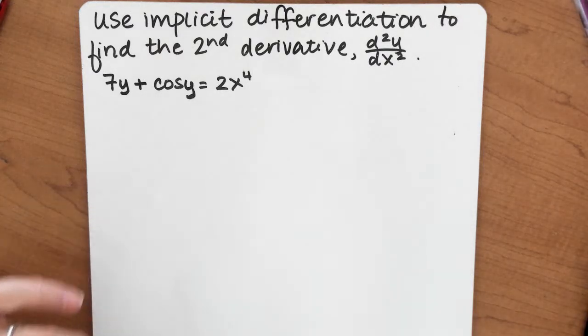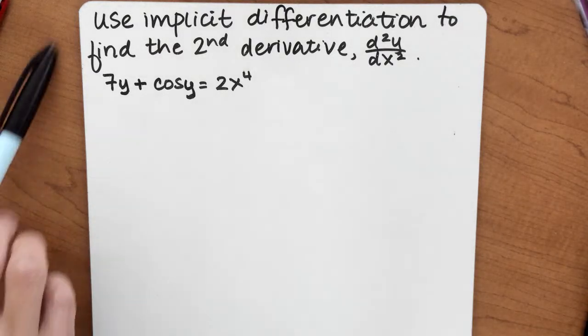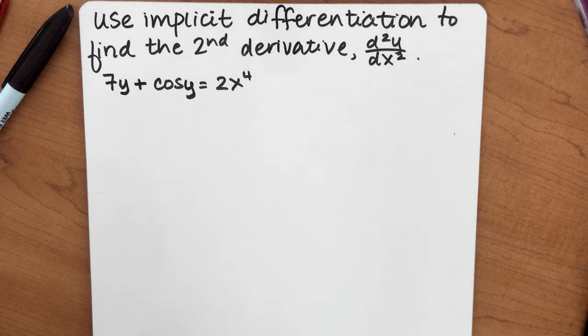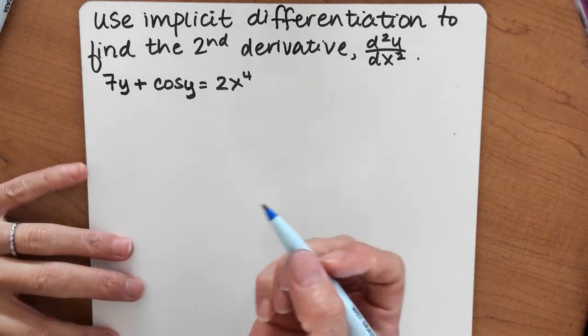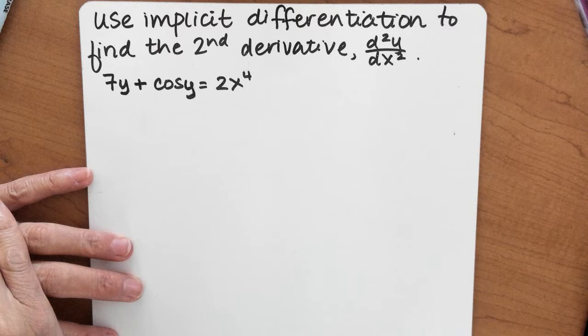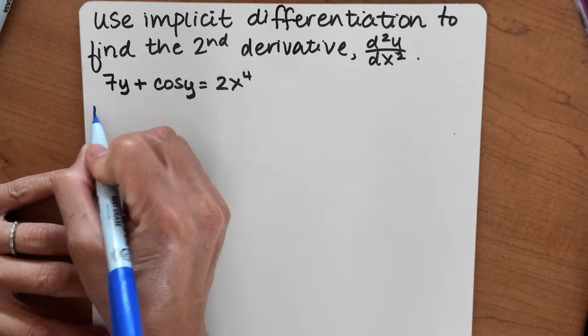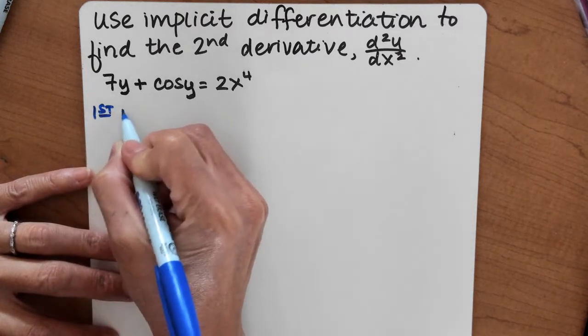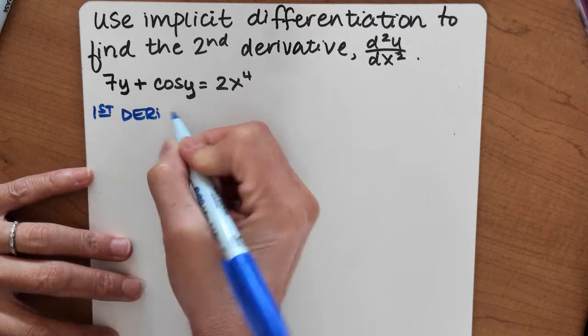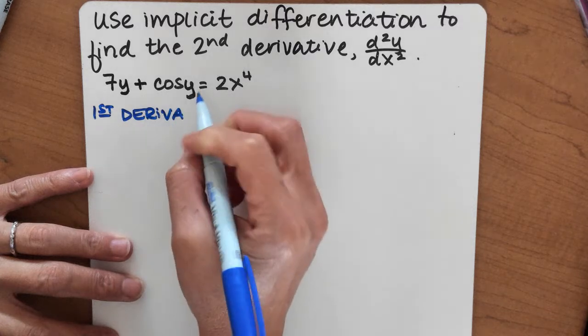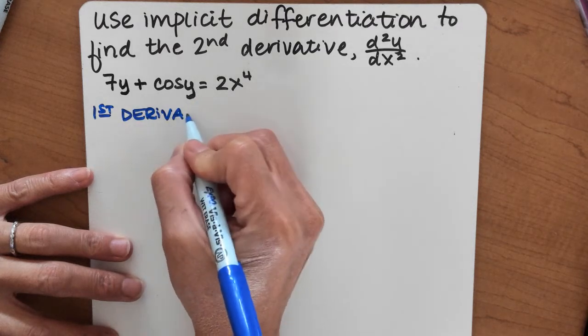Alright, I'm going to implicitly differentiate in order to find the second derivative of 7y plus cosine y equals 2x to the fourth. Before I can find the second derivative, I first need to find the first derivative. So I am taking the derivative with respect to x.